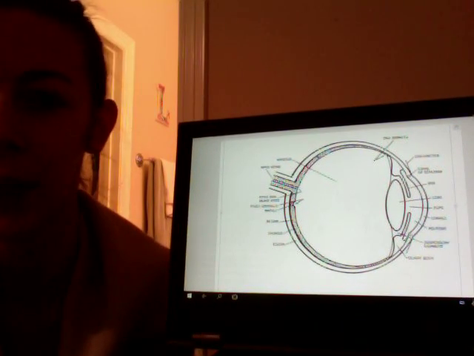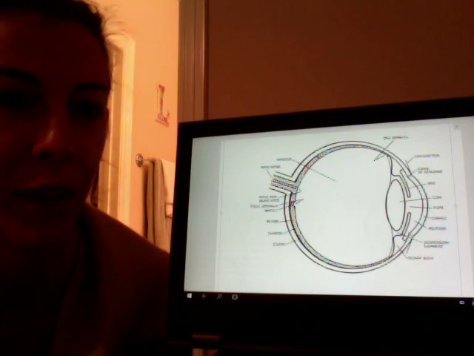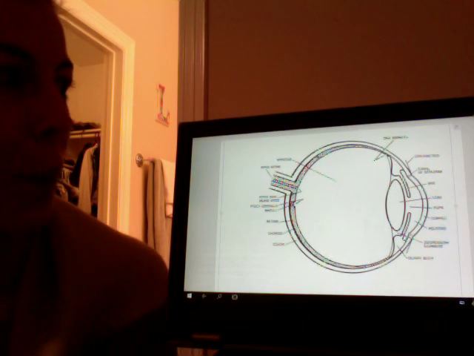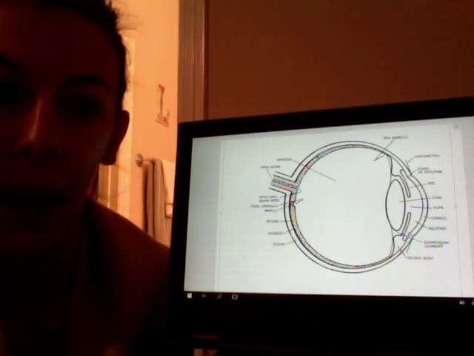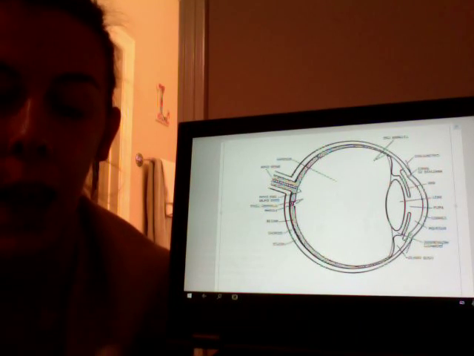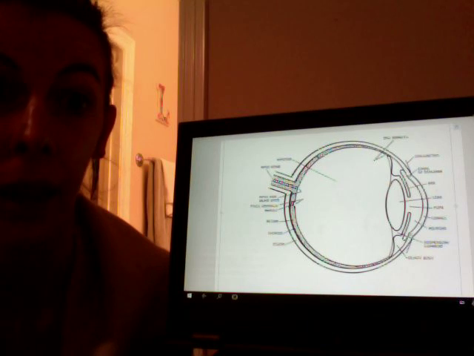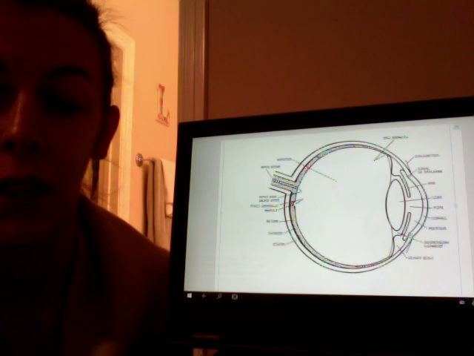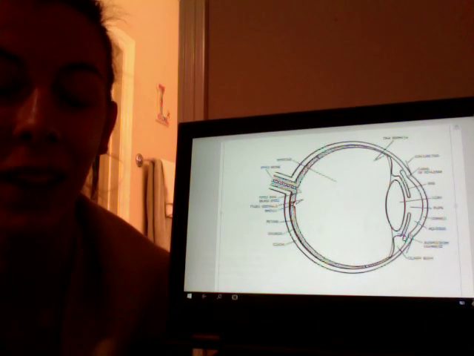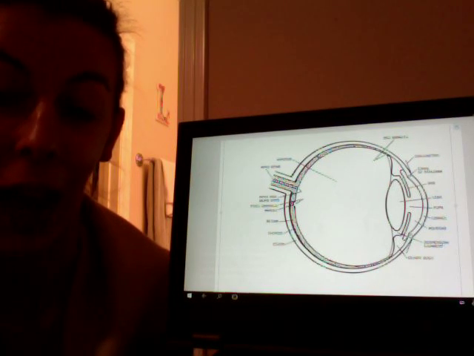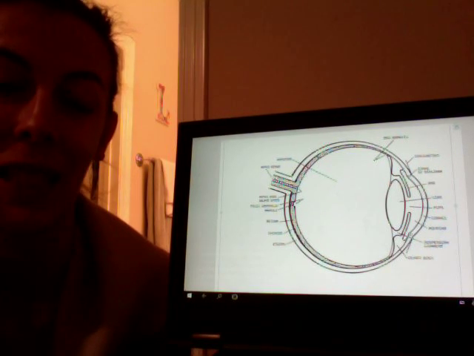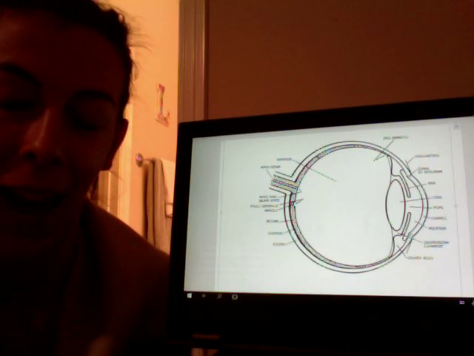I'm going to start by talking about the outermost layer of the eye. So I'm going to start with the conjunctiva. When you're looking at the eye with your naked sight, you see a white part of the eye kind of around the colored part. The conjunctiva is actually the clear tissue that resides over the white part of the eye. The function of this is for protection.